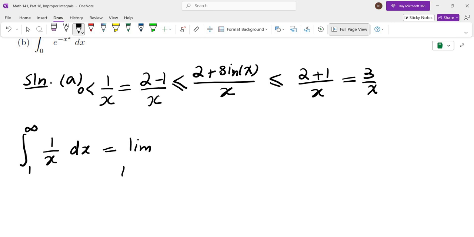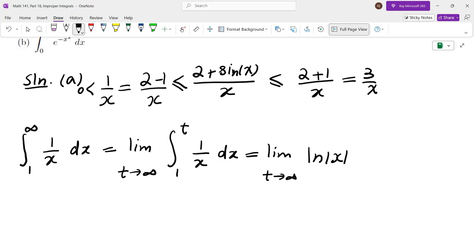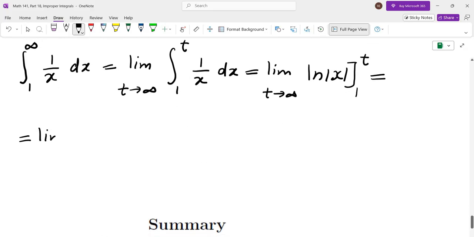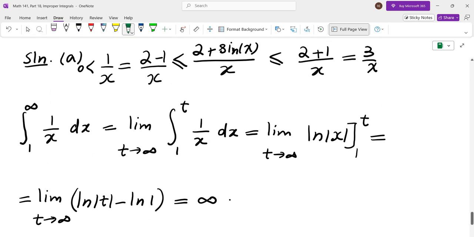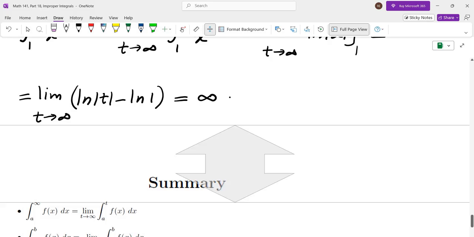This is equal to the limit as t goes to infinity of the integral from 1 to t of 1 over x dx. Let's evaluate this integral. Well, the integral of 1 over x is natural log of absolute value of x, and then we have to plug in 1 and t. So this would give us the limit as t goes to infinity of natural log of absolute value of t minus natural log of 1. Well, as t goes to infinity, natural log also goes to infinity, and natural log of 1 is 0. So that means this integral diverges, but it is smaller than the other integral. So that means the integral that they gave us also diverges.